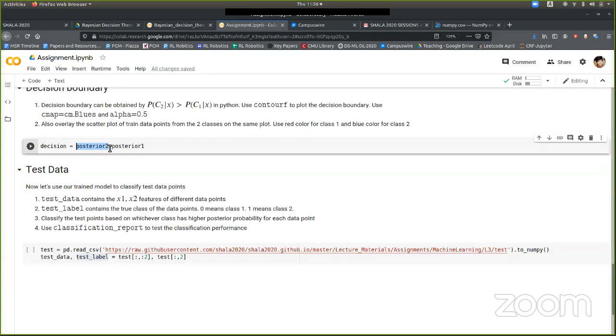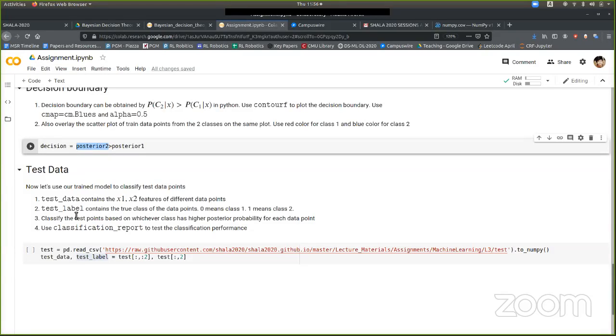How do you find the posterior? You just do the same kind of computation. First you find the likelihood, and then you use the prior to compute the posterior. Once you have the posterior, you can use a similar decision rule: whichever one is greater, you assign it, and then you can compare whether it's correct or not by using the classification report function that you are already aware of.